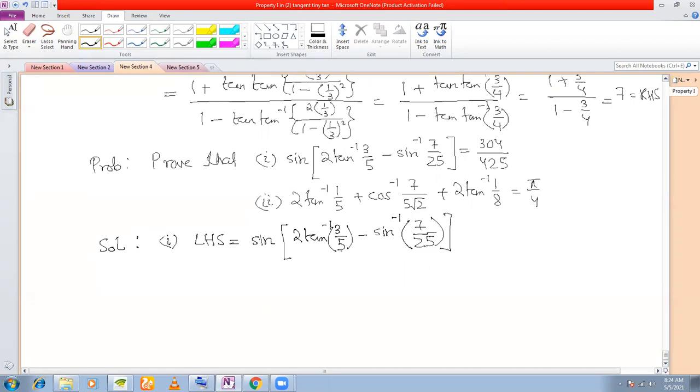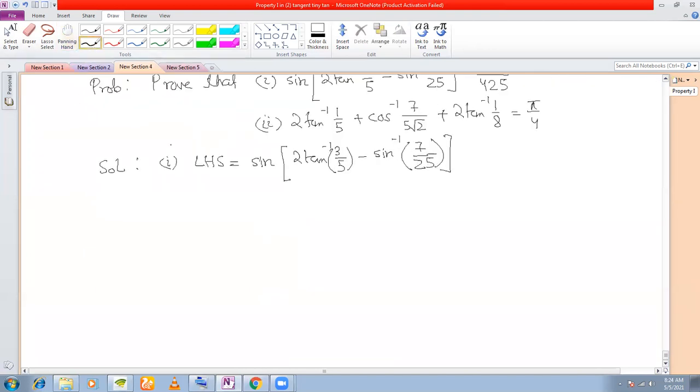Now see, here within the sine, you have one tan inverse and you have one sine inverse, right? So it is always recommended that you change both to tan inverse. That means this sine inverse you change to tan inverse. So let us try and change this sine inverse to a tan inverse.